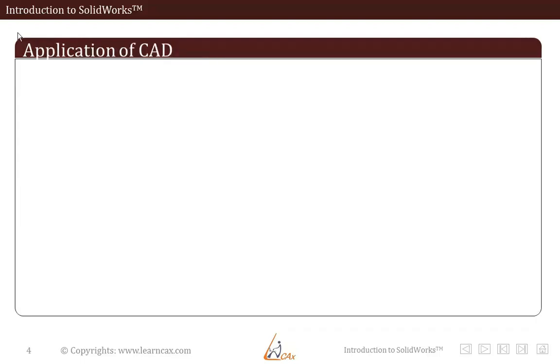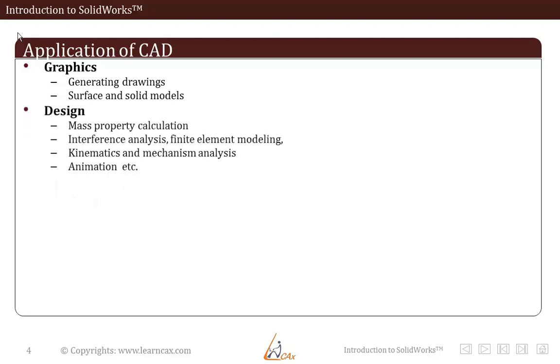Next we'll see some applications of CAD. The first field of application for CAD is graphics, needless to say generating drawings, also surface and solid modeling. So this was one part of CAD softwares. Next is design. Using CAD softwares, one can easily find out the weight of the object that has been created, and many more such calculations can also be done by these softwares. One good example is interface analysis, then comes mechanism analysis and also animations.